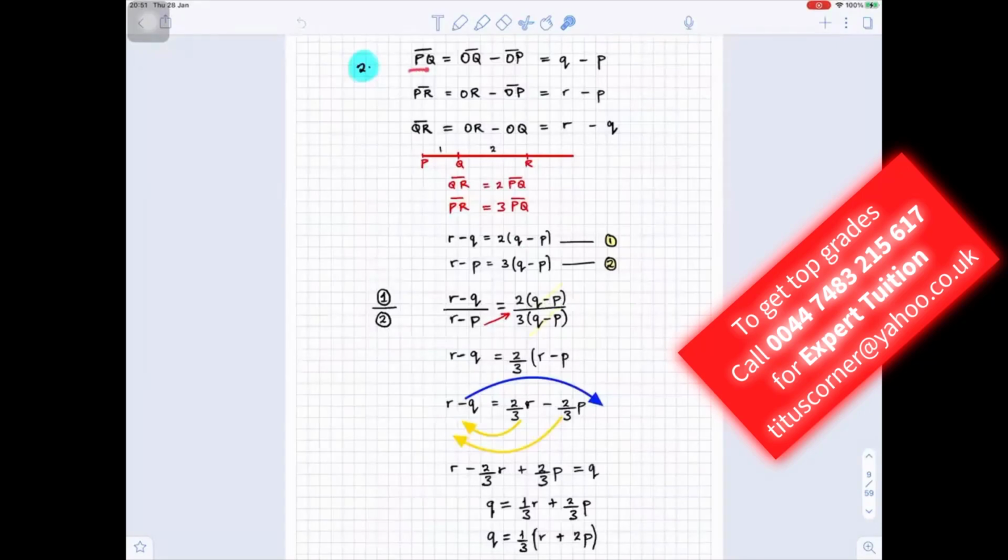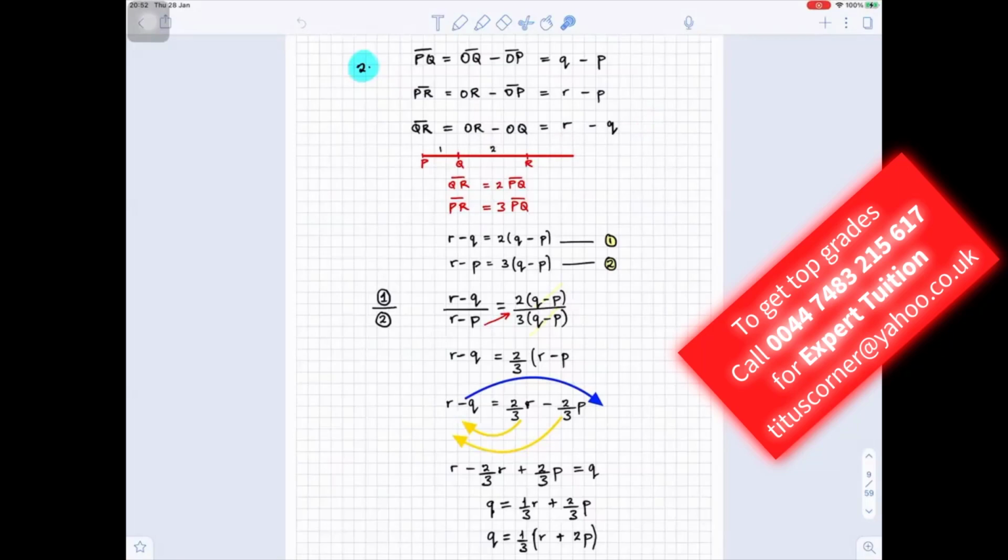So we want to find PQ. PQ is the same as OQ minus OP, the second letter minus the first one. So OQ minus OP, which is q minus p. PR is equal to OR minus OP. Remember, it's the second letter minus the first. So it's r minus p. And QR is OR minus OQ, which is r minus q.